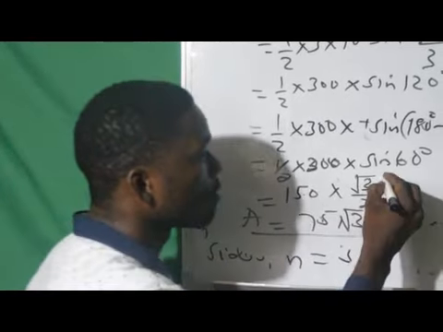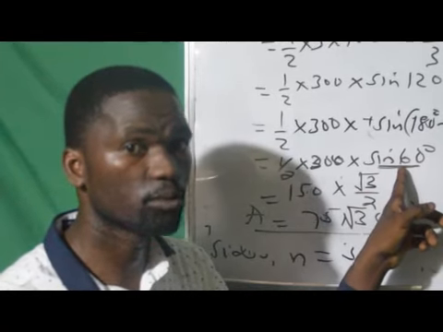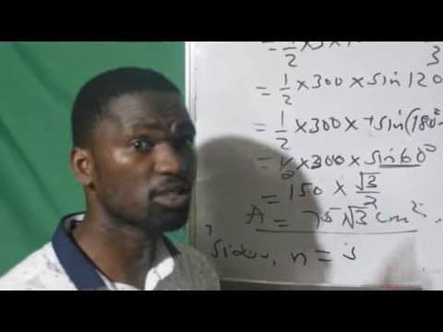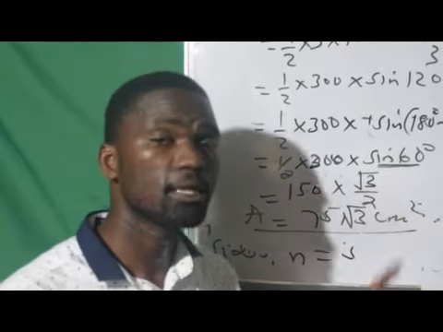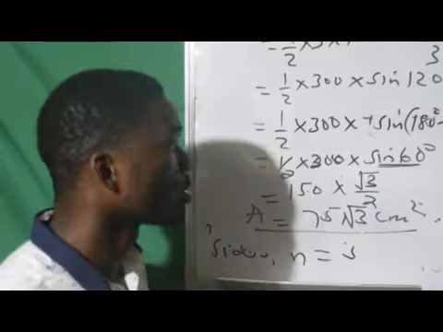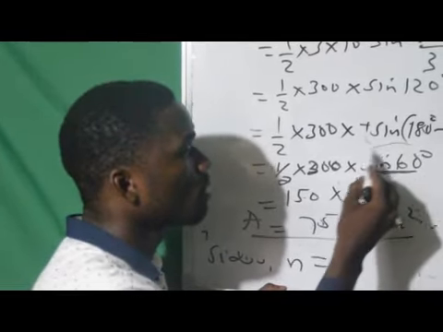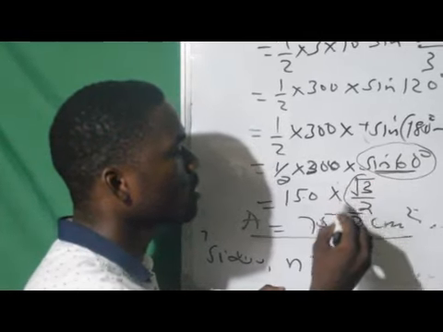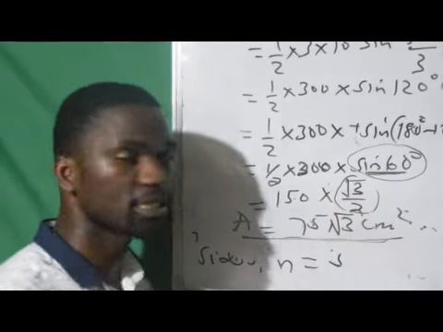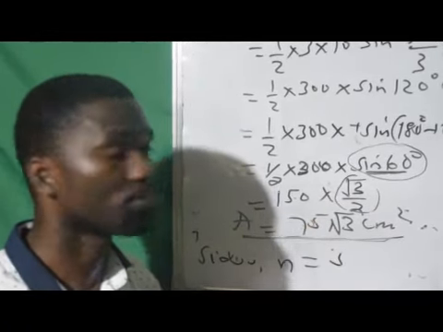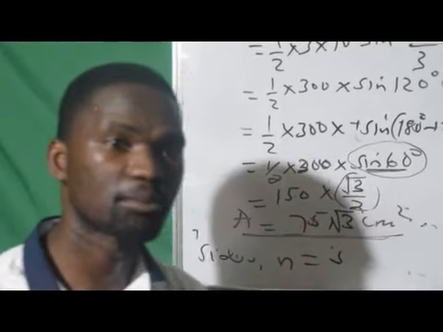So what you needed to do is not to take the value of sine 60 degrees from your mathematical table, because that value is left as a decimal. Here we need to leave the answer in terms of radicals. So there is a need to use the trigonometric ratio of a special angle for sine 60 degrees, which is square root of 3 divided by 2. At the end of the day, this answer is what is needed as per the demand of the question, that the area should be left in surd form.